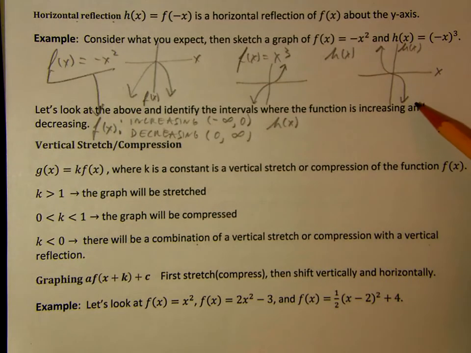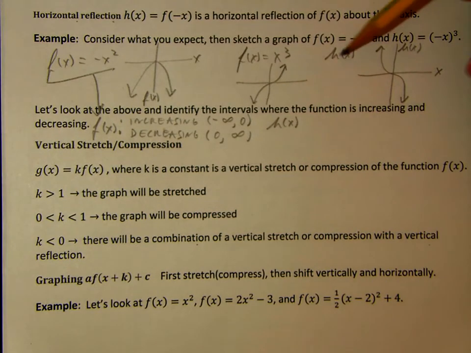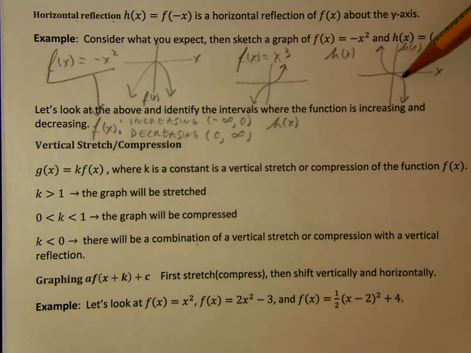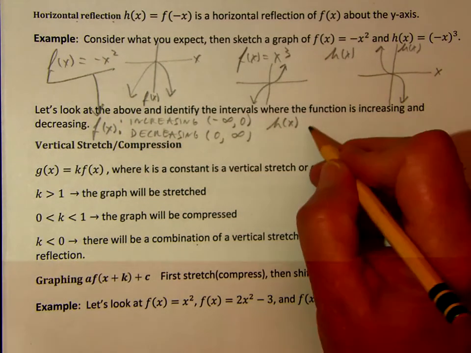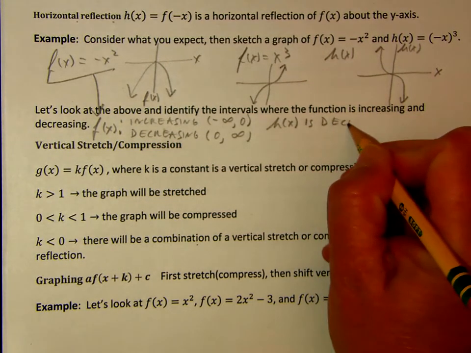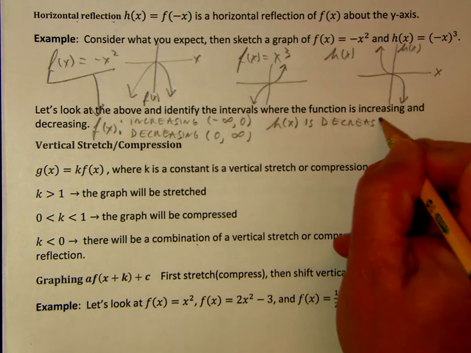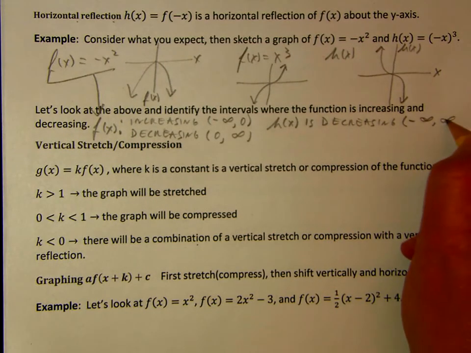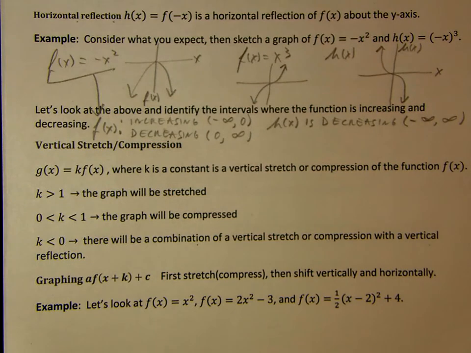In our h of x, as x gets larger, f of h of x gets smaller and smaller and smaller. So h of x is decreasing from negative infinity to infinity. That is, for all real numbers.